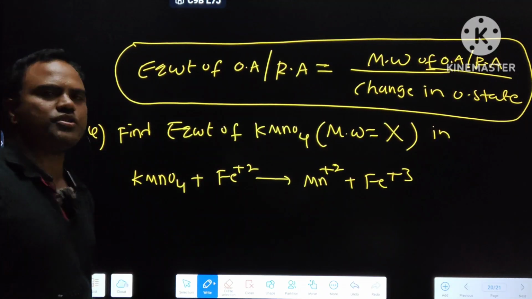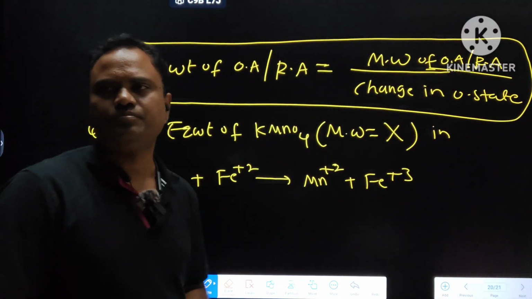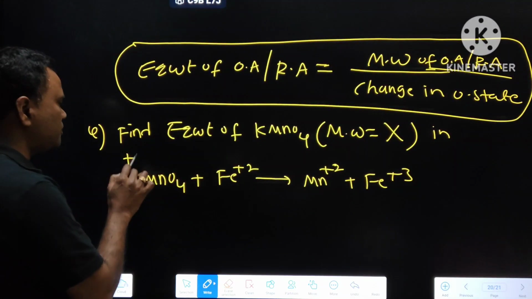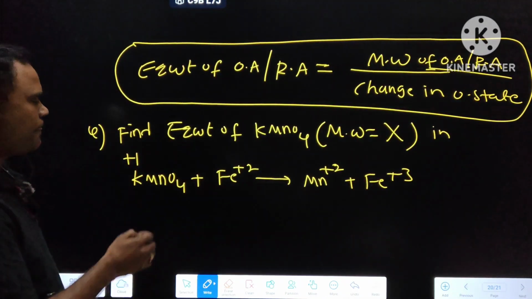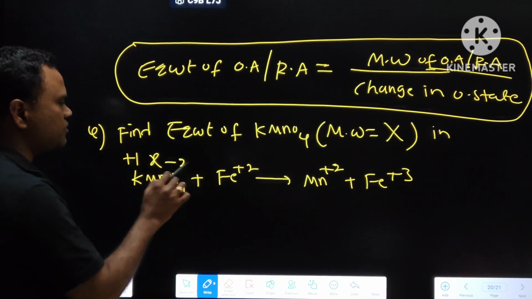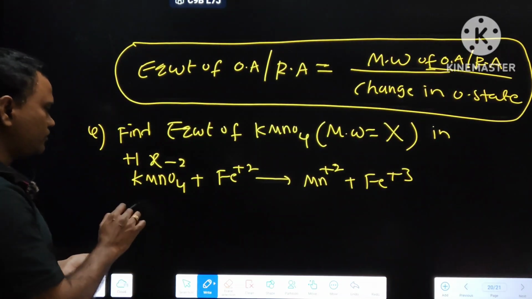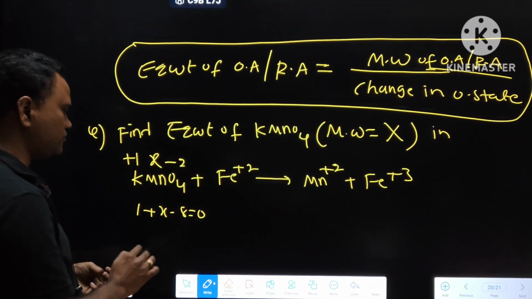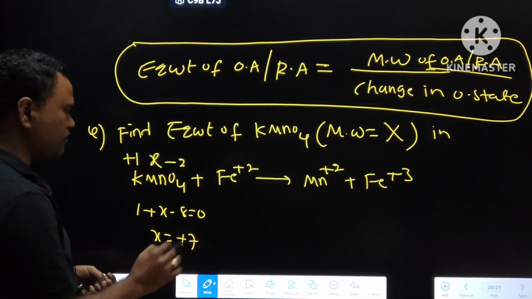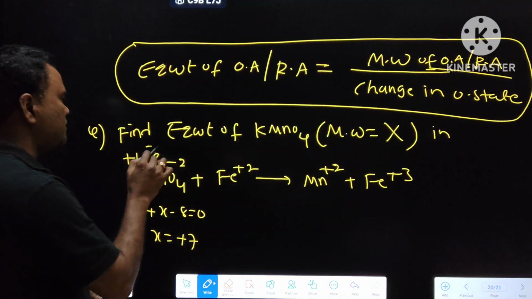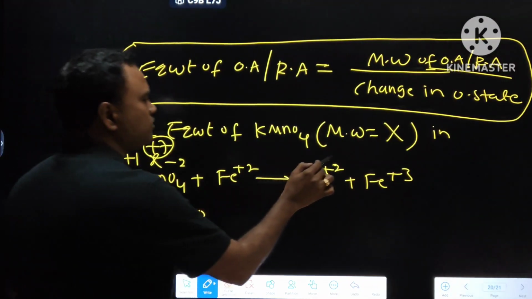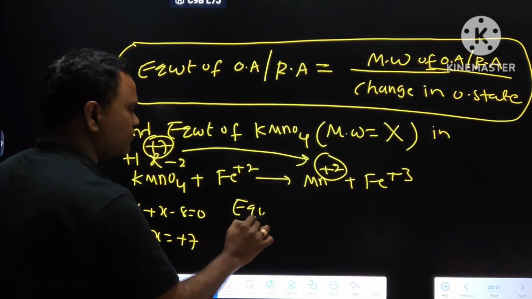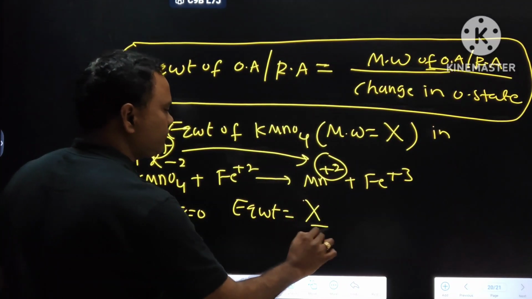What is the manganese oxidation state on the left hand side? Potassium belongs to the first A group, so +1. Manganese is X, oxygen is -2. So 1 plus X, plus 4 into -2, which is -8, is equal to 0. X is equal to +7. +7 to +2. What is the change? 5. So the equivalent weight is X by 5.